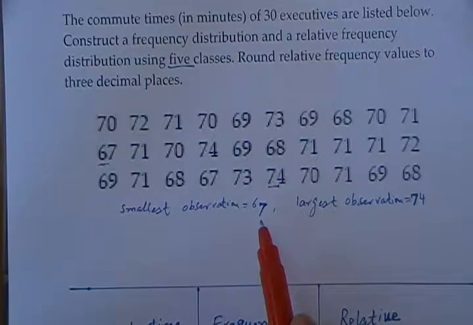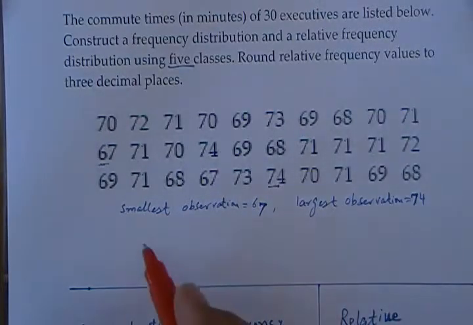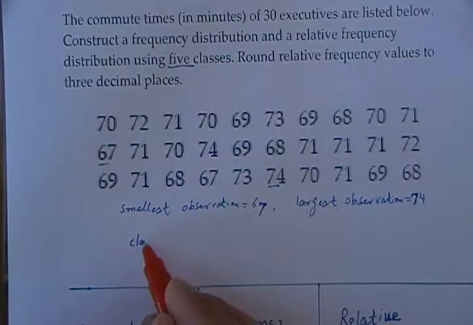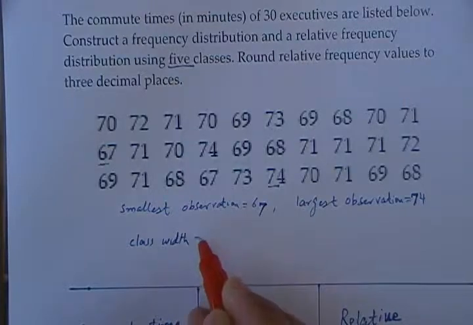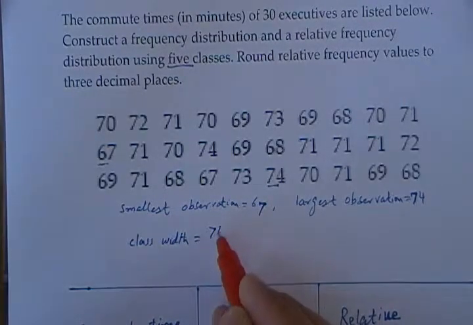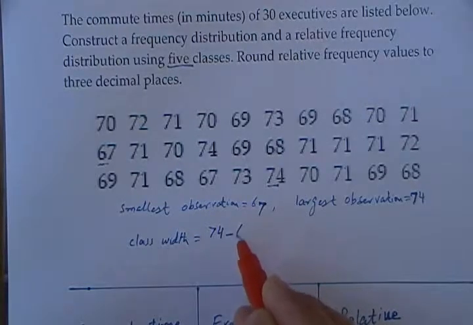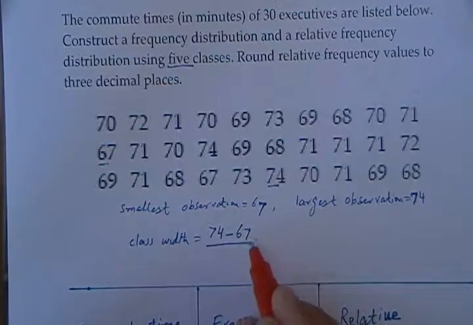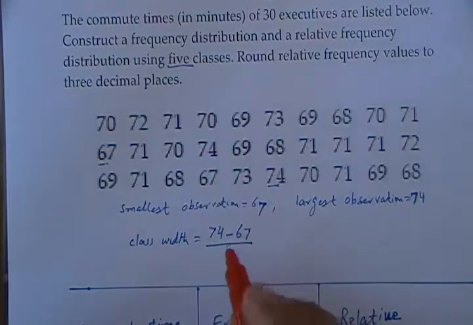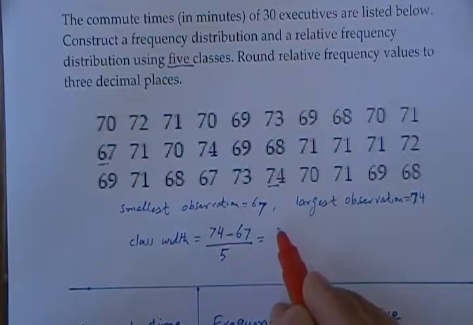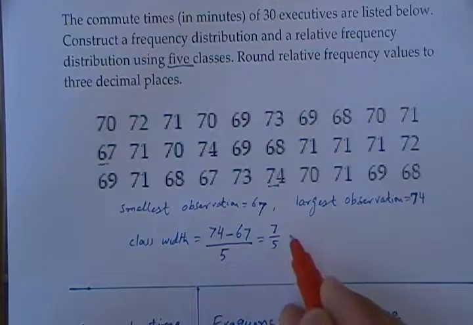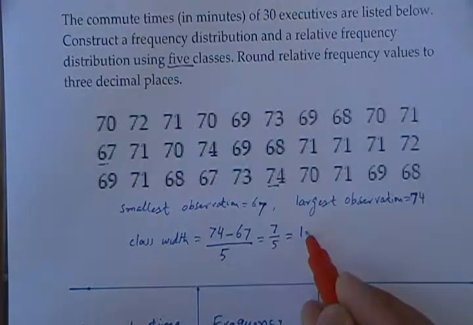So the next thing we need is the class width. To figure this out, this is the rule that we use: the largest number, which in this case is 74, minus the smallest one, which is 67, divided by the number of classes. In this case we are given 5. So this would be 74 minus 67, that is 7 over 5, and if you divide it, you get 1.4.